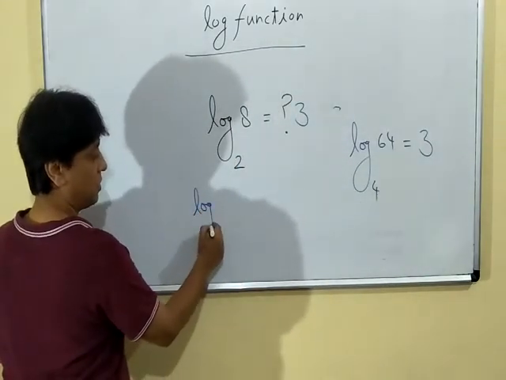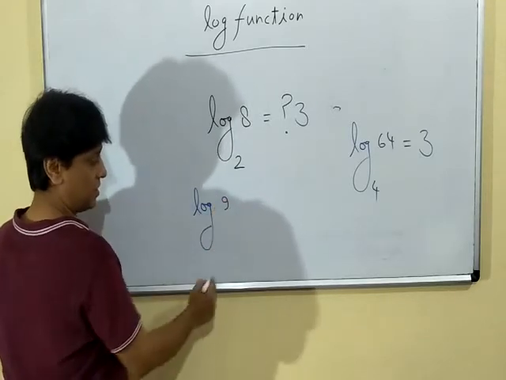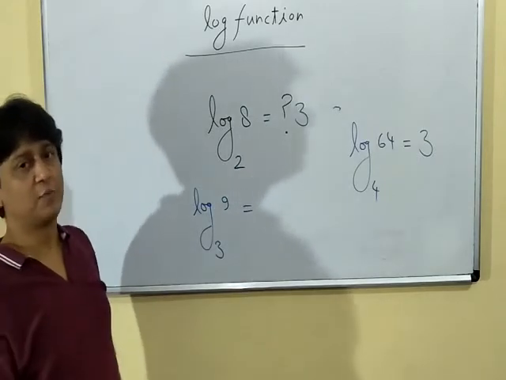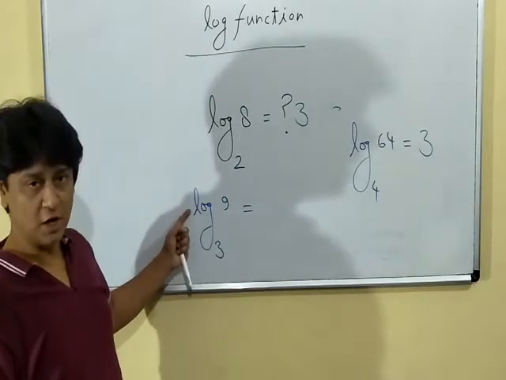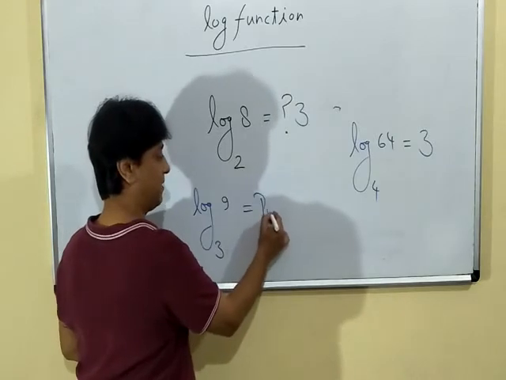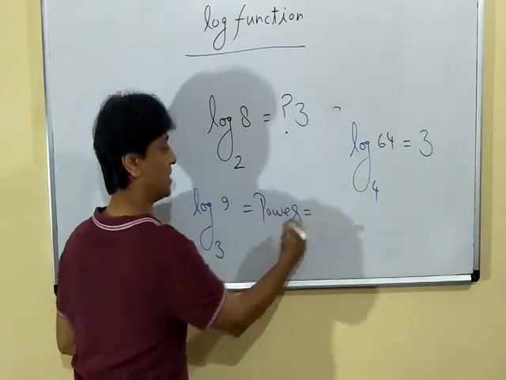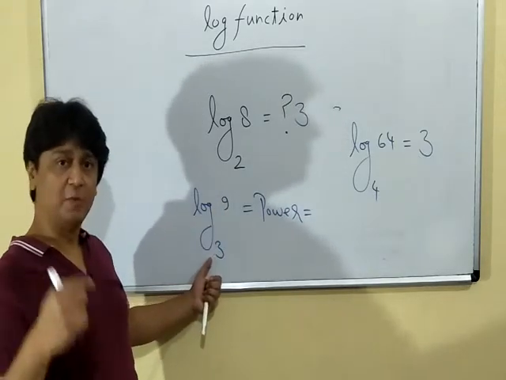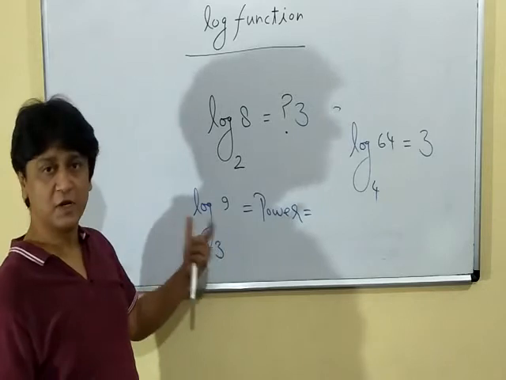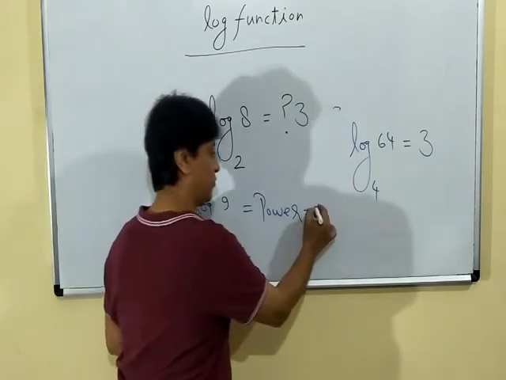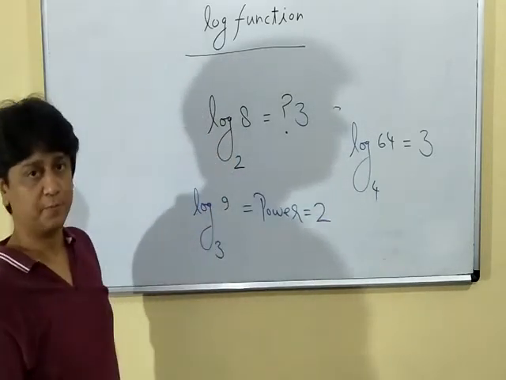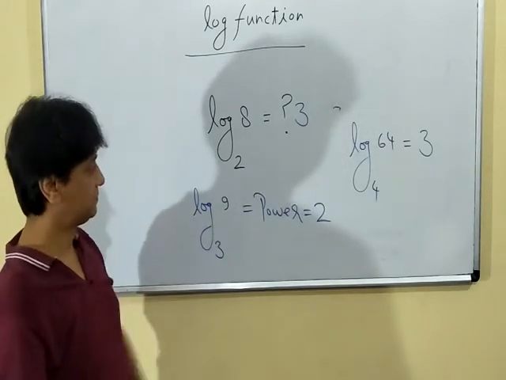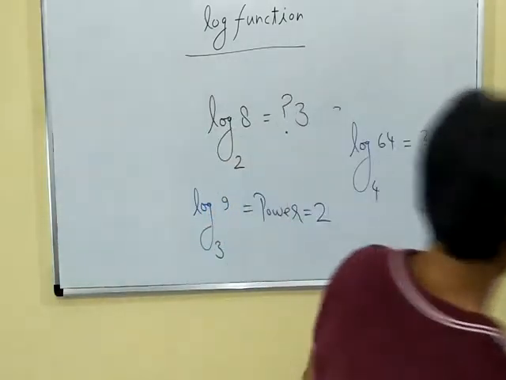Log of 9 base 3 is, एक तरह से आपसे क्या पूछा जा रहा है? आपसे लॉग पूछा जा रहा है. लॉग मतलब आपको क्या फाइंड करना है? पावर फाइंड करनी है. किसके ऊपर पावर रेस करनी है? 3. क्या बन जाना चाहिए? 9. What is that power? 2. And therefore this value is coming 2. Simple values of log, you can easily find them like this. Let's take another example.